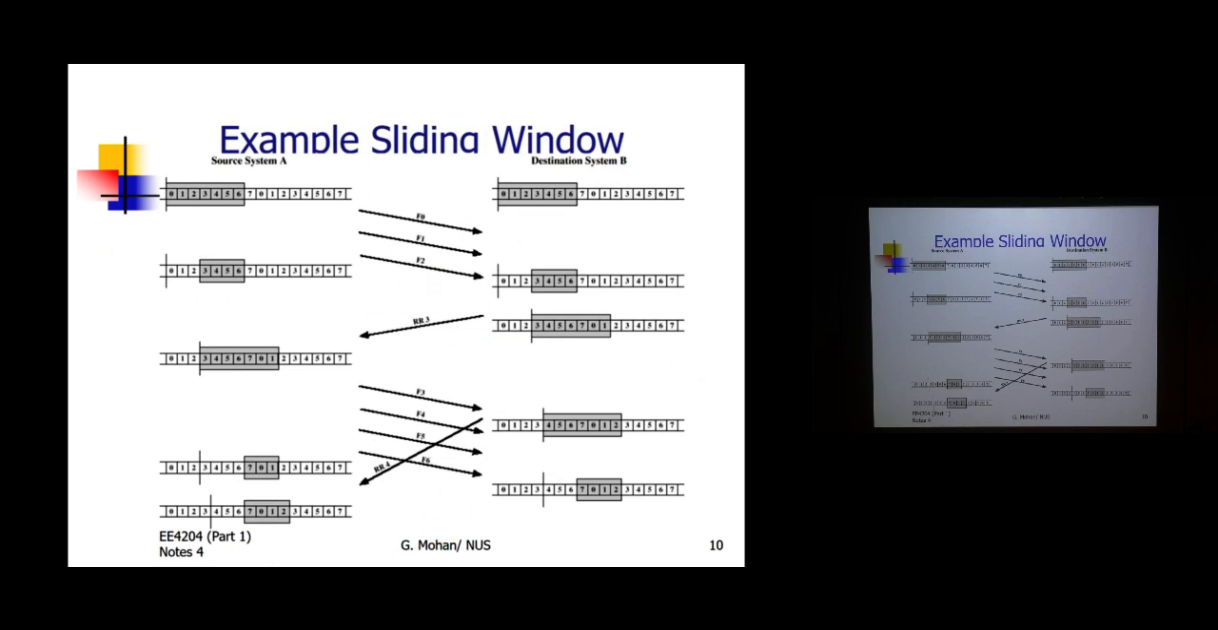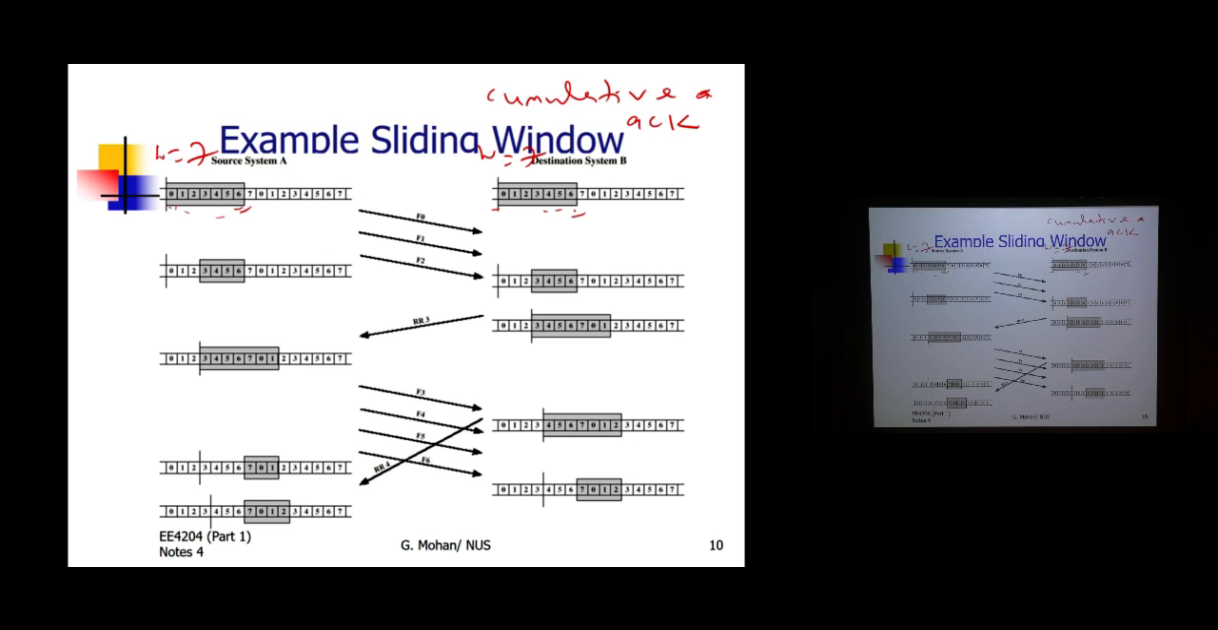Let's look at another example. This considers even the cumulative acknowledgement. Initially W equal to 7. What does this window imply? The sender is permitted to send 0, 1, 2, 3 up to 7. The receiver is permitted to receive 0 up to 6, because the window size is 7.